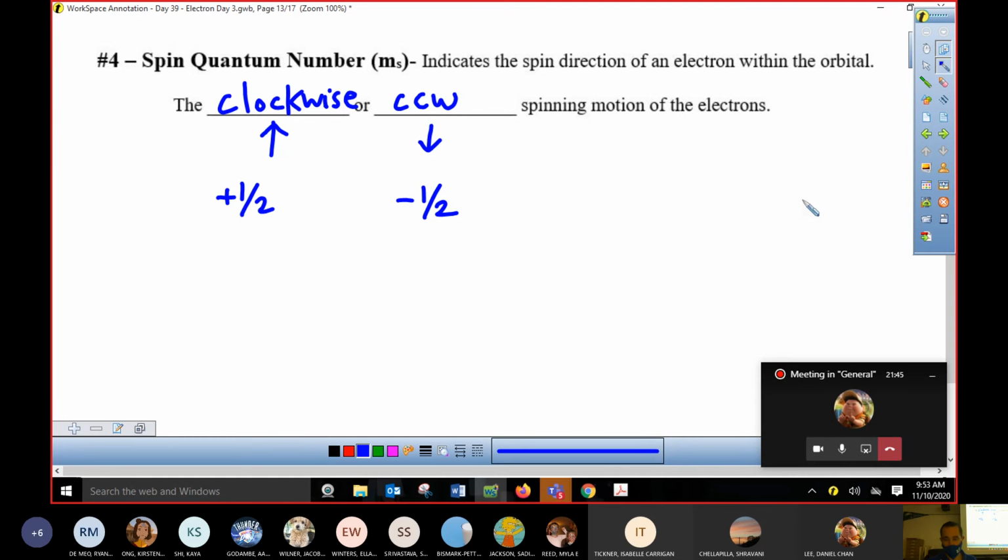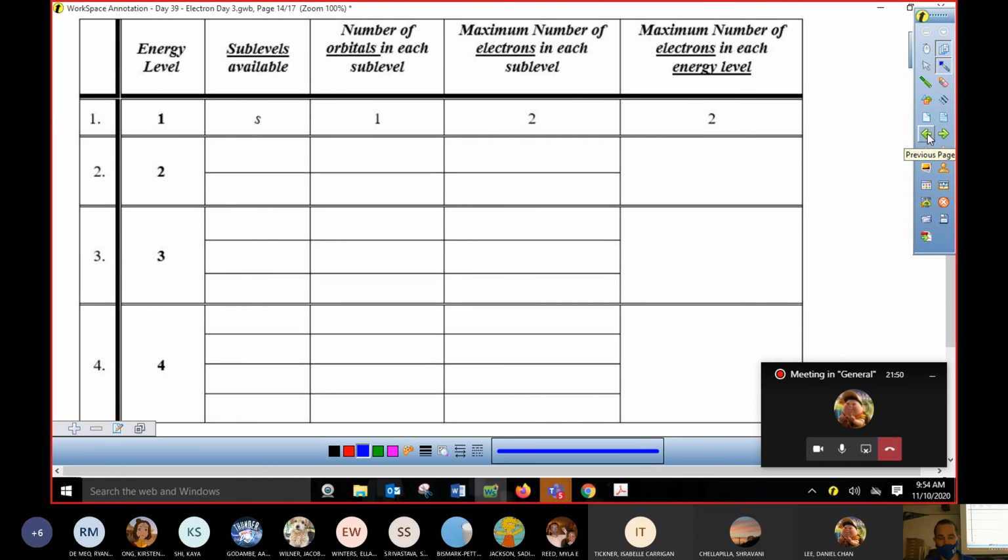So big thing today, 2 big things today. First thing is filling out that table, filling out the chart. All right, so at the bottom of page 10, this is where most of our note-taking time is going to take place today. And this is very helpful, I think, for a lot of people.